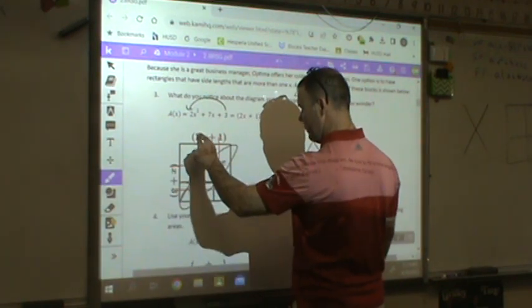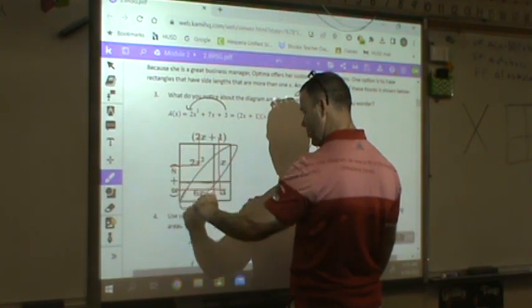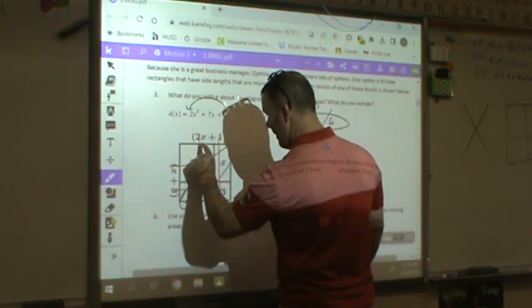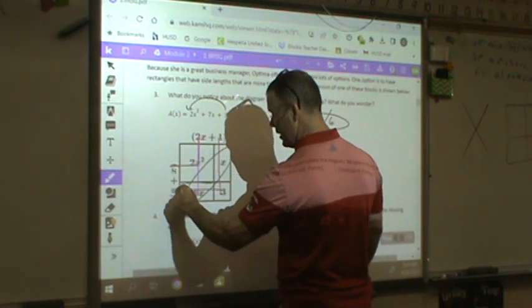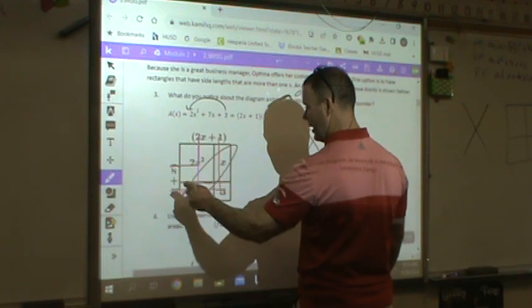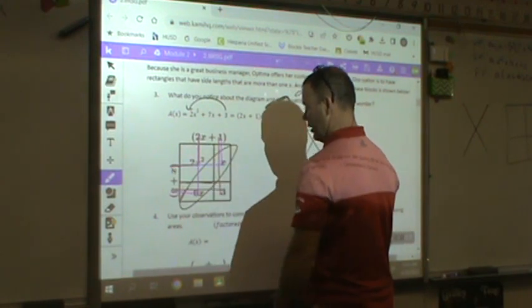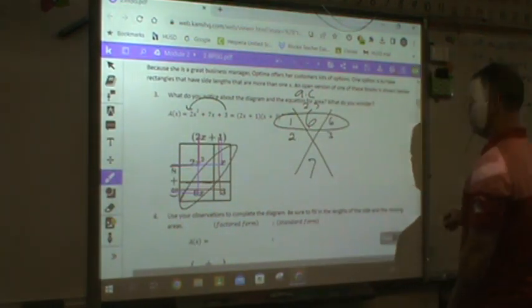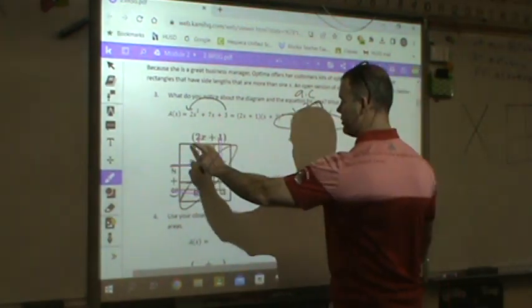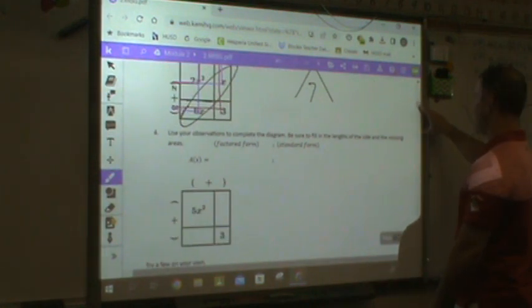So, what do I do to 2x to get 6x? I have to multiply 2x by something to get 6x. I have to multiply that by 3. So 3 is going to go here. And then what do I multiply x by to get 1? Well, gee, 1x, right? So there's your factors. So 2x plus 1 and x plus 3. Let's try a couple more here.